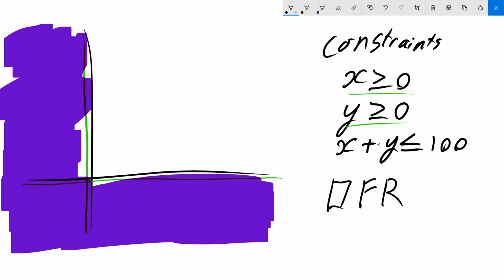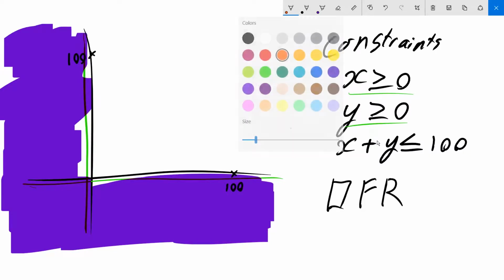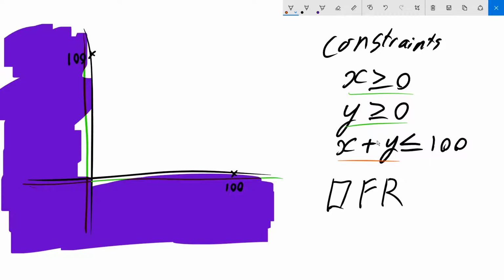Well, that depends. How much does paint X and paint Y cost? Well, this is where another thing comes into play, the objective function. But first, let's plot this constraint here. So X plus Y has to be smaller than or equal to 100. So let's say that this here is 100 and this here is 100, and we'll plot it in a different color, underline, to make sure that you know what I'm talking about. And of course, you always rule your lines.